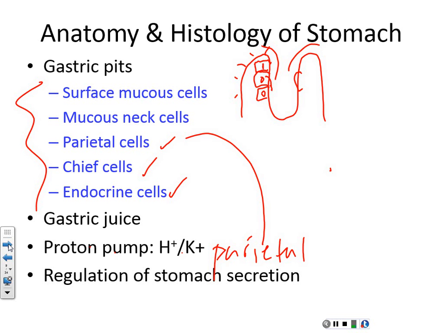Because bicarbonate ions are easily available in the blood. Why are they easily available in the blood? Because that's how carbon dioxide is transported, right? We get H2O plus CO2 equals H2CO3, which is carbonic acid, right? Which splits into HCO3 minus. So that gets exchanged, so you maintain electrical neutrality.